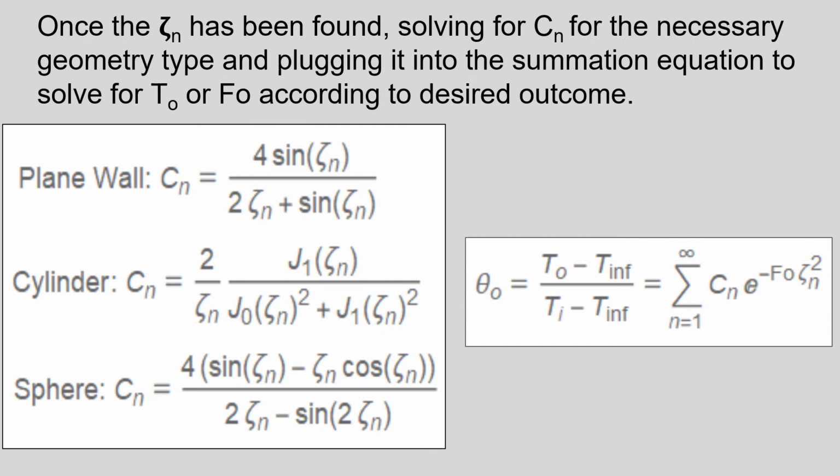Once the zeta value has been found, we need to also solve for the C value per iteration. The equation for said C value changes with each geometry. Once we have that C value and zeta value, we are then able to solve for either our final temperature or our Fourier number, which will give us a time, depending on the user input into the code. As this is a summation equation, we are able to continually add terms until the error is in an acceptable region.